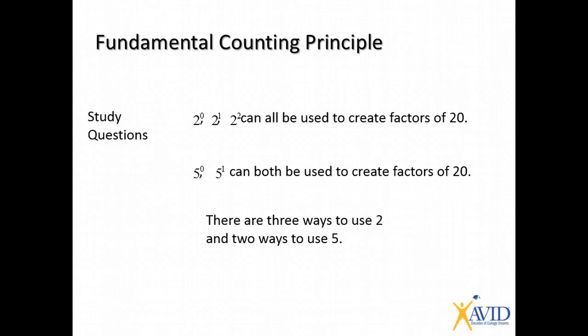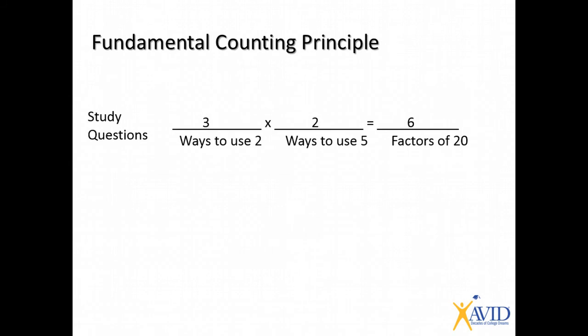So we can see that 2 is utilized 3 separate ways to create factors of 20: 2 to the 0 power, 2 to the 1 power, and 2 squared. And 5 can be utilized 2 ways: 5 to the 0 power and 5 to the 1 power. So there are 3 ways to make use of 2, and there are 2 ways to make use of 5. 3 times 2 is 6, and there are 6 factors that make up 20.